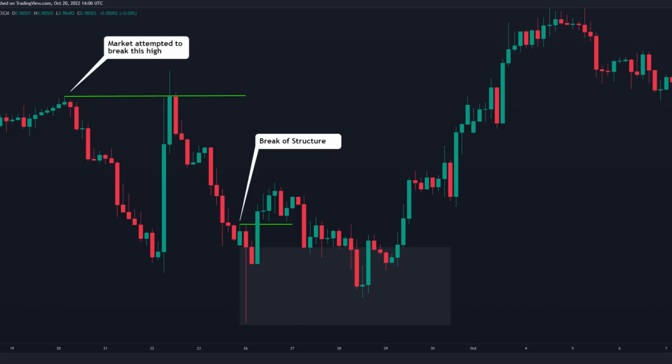Now this is the time where I need your full focus. And don't even blink, because you will miss a lot of information. From here we can see that we have a minor break of structure here. And we can also see that the market attempted to break the structure even here.